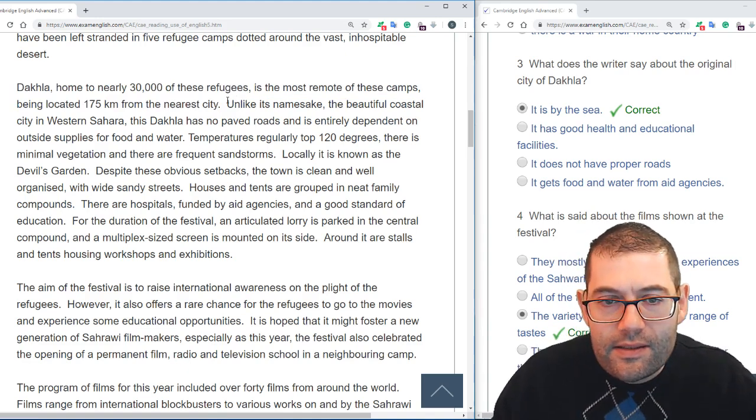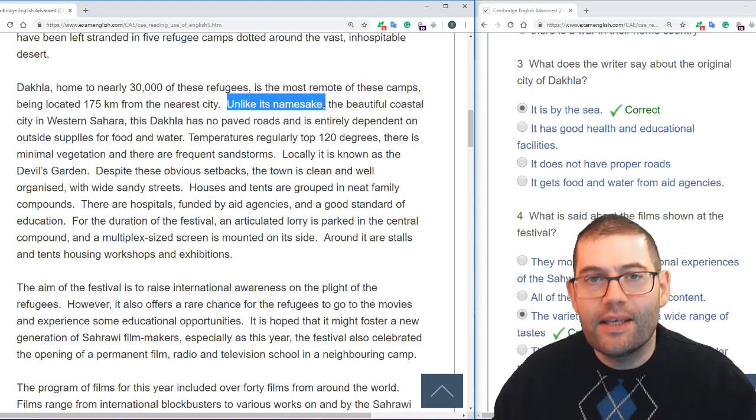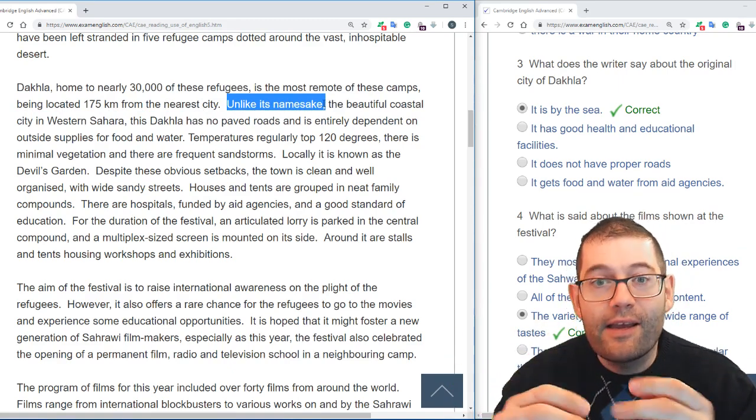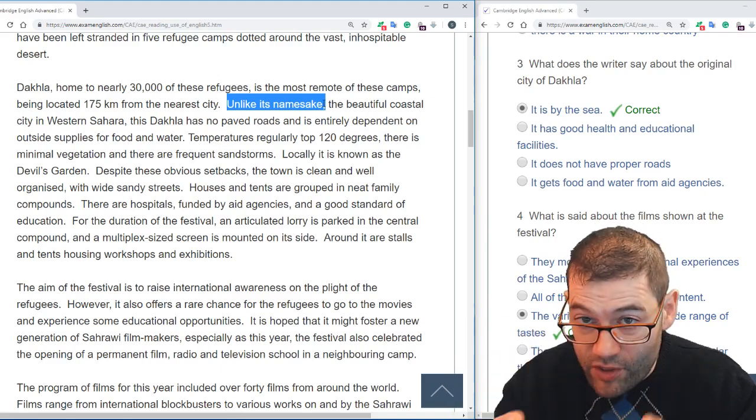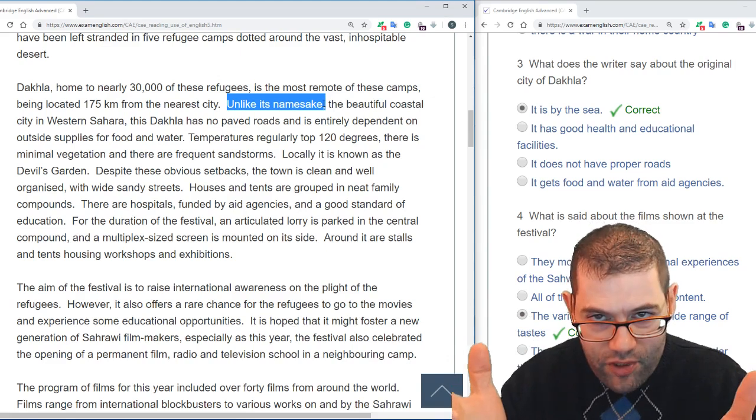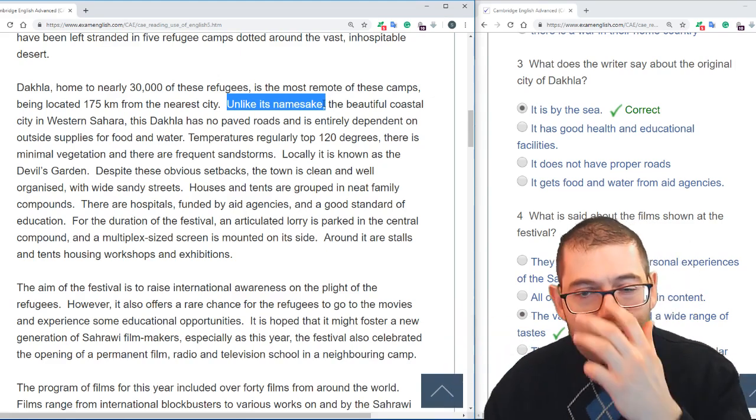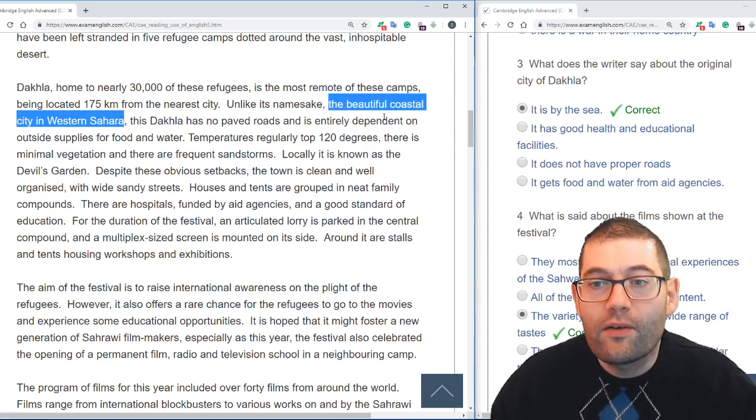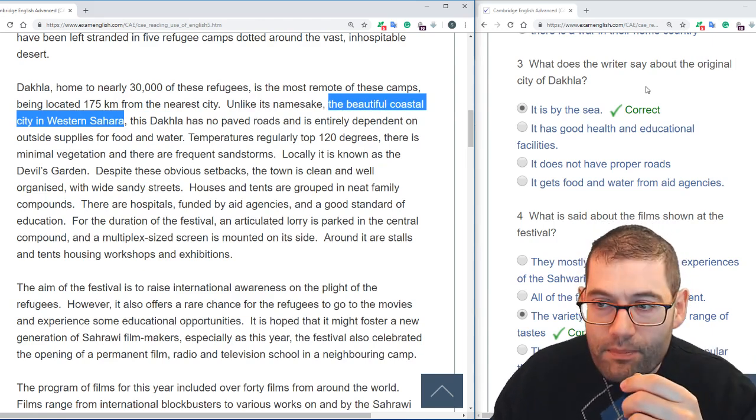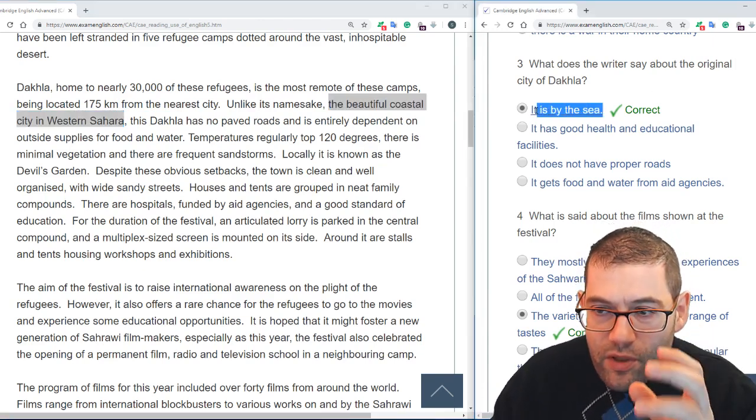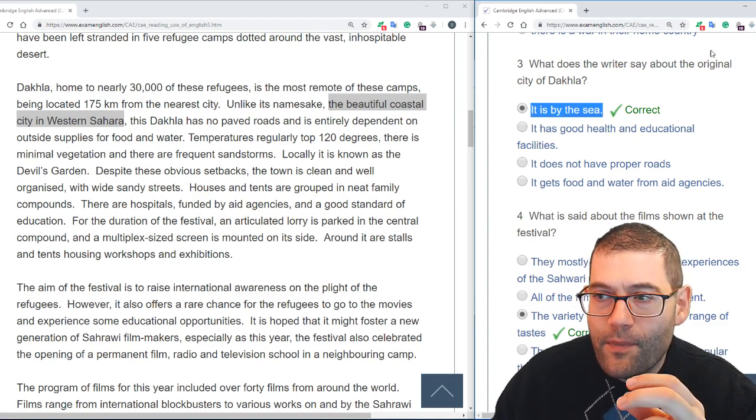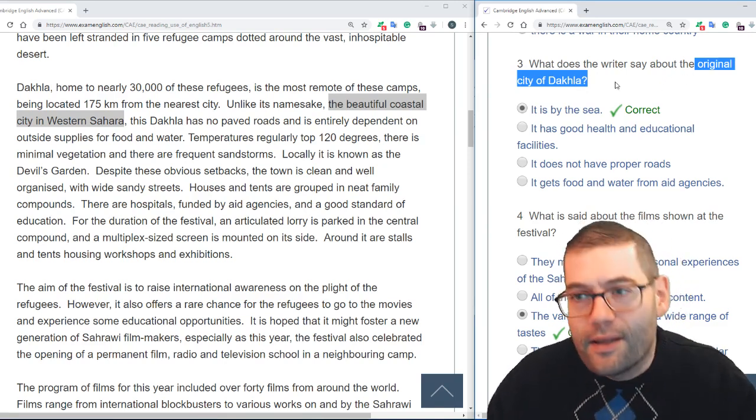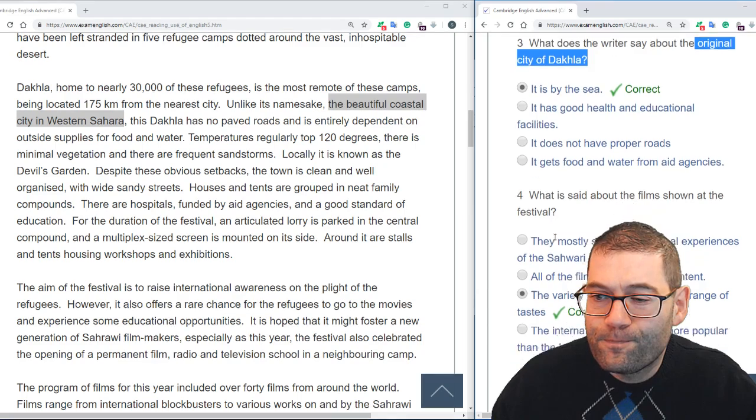And then in the second sentence, it says, "unlike its namesake". Now, a namesake is something that shares the same name as you. And we can understand from the context that this namesake is the city that was first called Dakhla. And because this refugee camp is new, this must be the newer version. And then it says, "the beautiful coastal city in Western Sahara". Now, coastal city means on the coast, which means by the sea, which means that "beautiful coastal city" links to our answer, and "namesake" refers to the original city of Dakhla, and that's why this is the answer for question number 3.